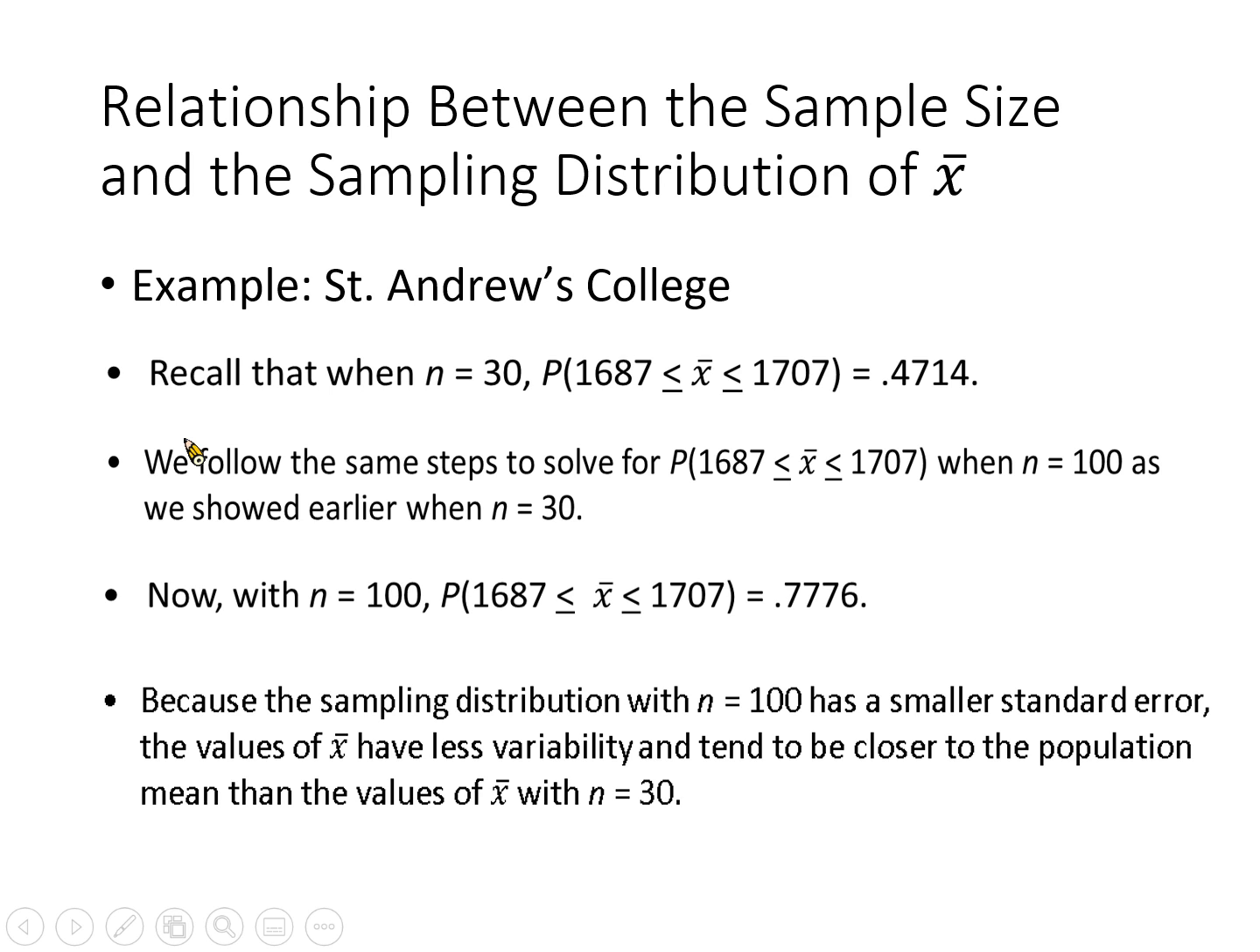Then we can recalculate following our previous method, now that our sample size has become 100 instead of 30, using the same interval. We will find the results have changed. The probability between the interval of negative 10 and positive 10 of the mu is 0.7776. Because the sampling distribution with n equal to 100 has a smaller standard error, the x-bar has less variability, so it tends to be closer to the population mean than the x-bar when the sample size is 30.